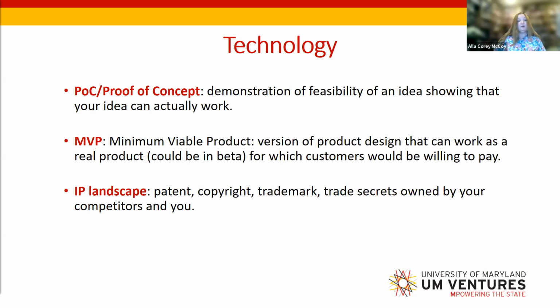MVP, you will hear that term a lot. It stands for minimum viable product. It's basically a version of product or product design that can work as a real product, a beta product, for which customers would be willing to pay. Basically, what is the minimal development you need for your product where it can pass as something that you could sell? IP landscape is an analysis of patent, copyright, and trademark secrets owned by you and your competitors, and where do you stand?